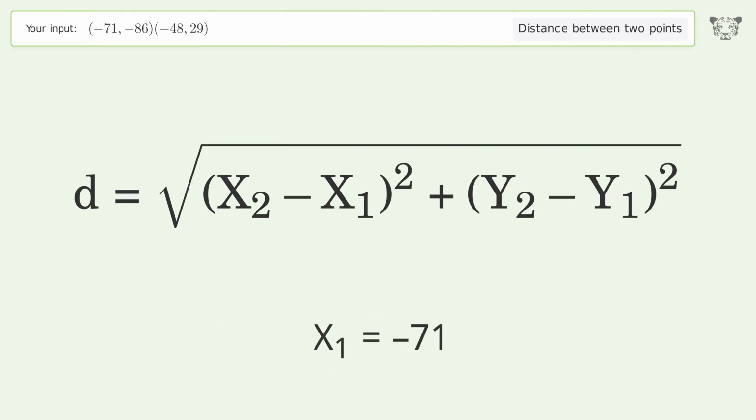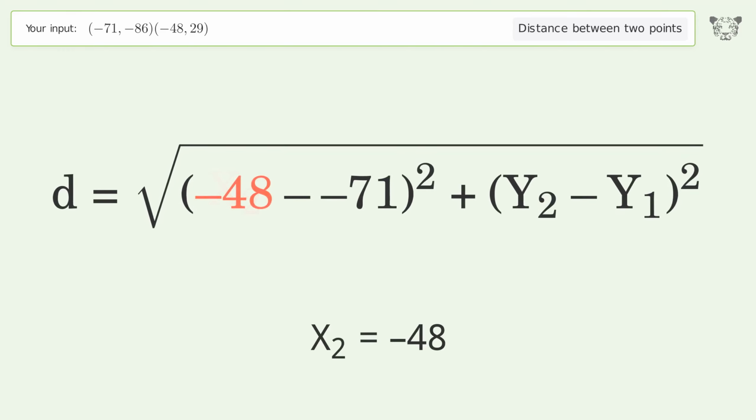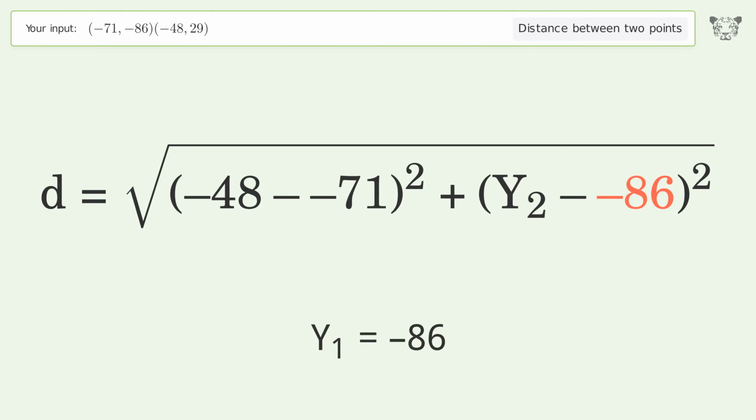x1 equals -71. x2 equals -48. y1 equals -86. y2 equals 29.